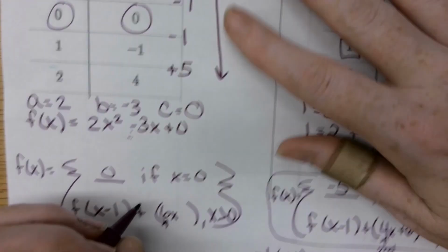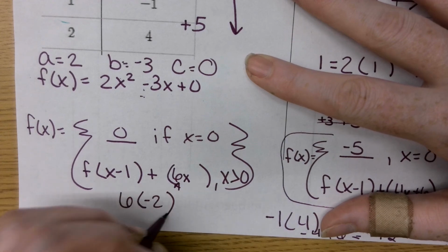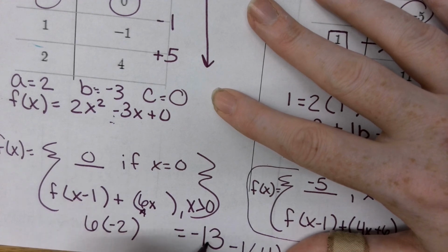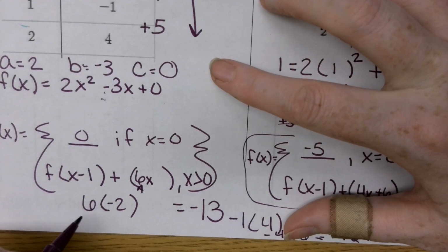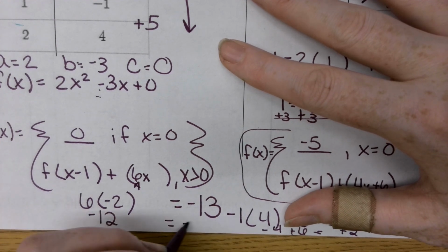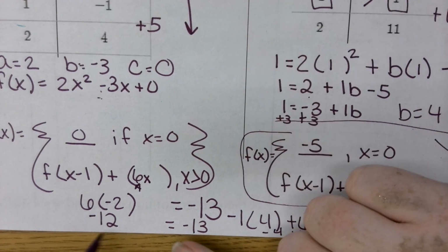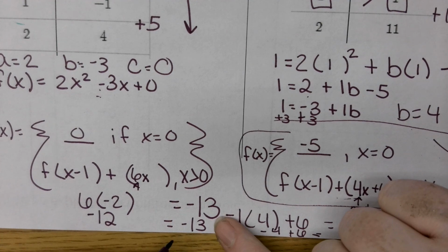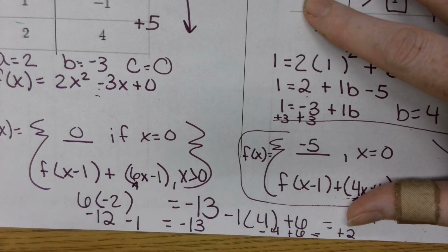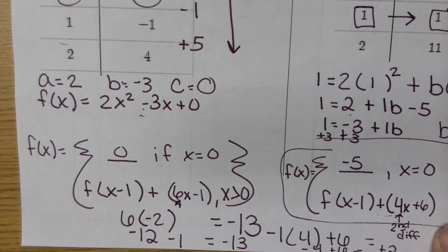Okay, so we have 6 times negative 2, because I'm pulling that from that x right here, and it should equal negative 13, okay? Well, what is 6 times negative 2? Negative 12, okay? Does that equal negative 13? No, so I need to do one more thing to get from negative 12 down to negative 13, and that is subtract 1, okay? So this would be my recursive. Okay, good luck.